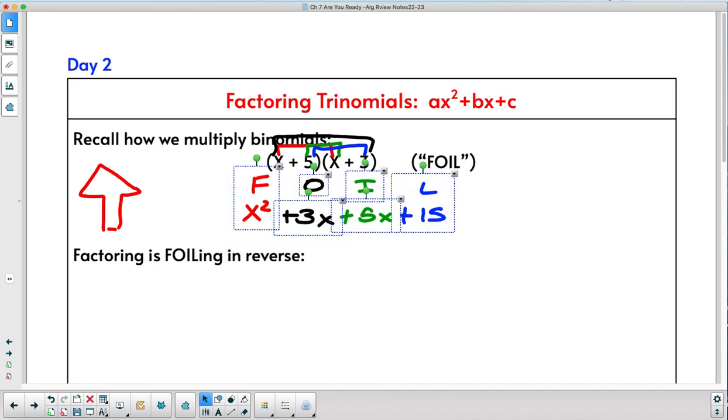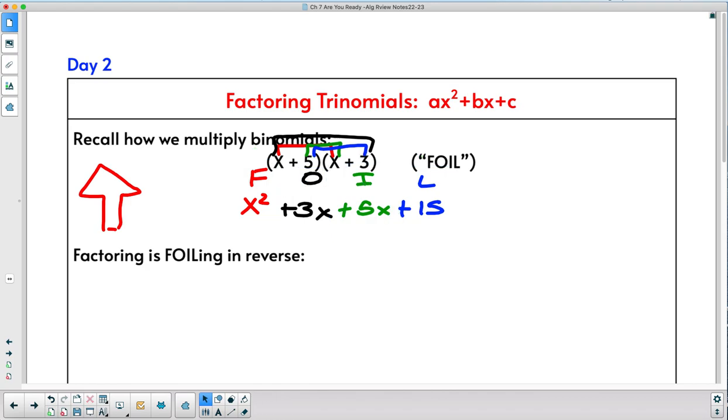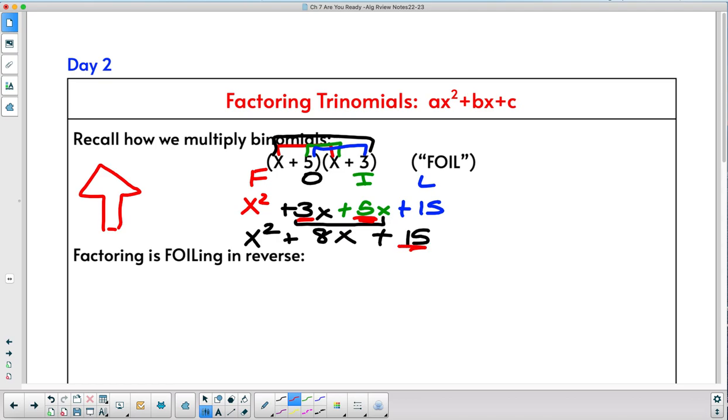Okay, now part of this FOIL is being able to combine our like terms. So the first, x squared, and then the outside and inside terms combine and add together to be 8x, plus the last, which is 15. I want you to notice that our outside and inside terms are factors of 15, and our outside and inside terms are summed together to be our middle term, 8.